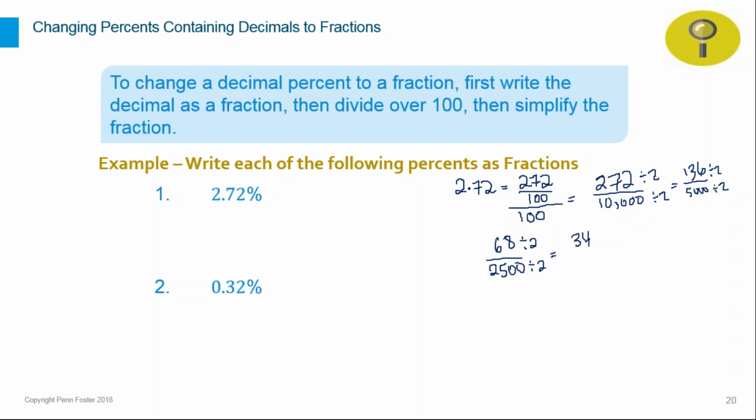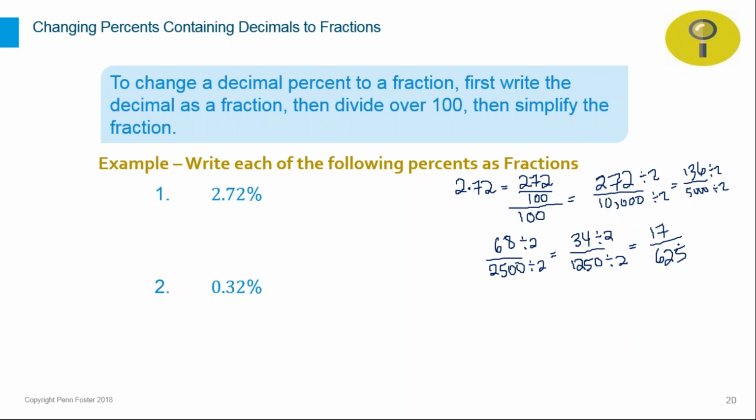You can use your calculators, by the way, to divide over 2. You're not expected to do long divisions every time you want to divide. 2,500 over 2 is 1,250. Still even numbers over 2 and over 2. 34 over 2 is 17. It's a prime number.